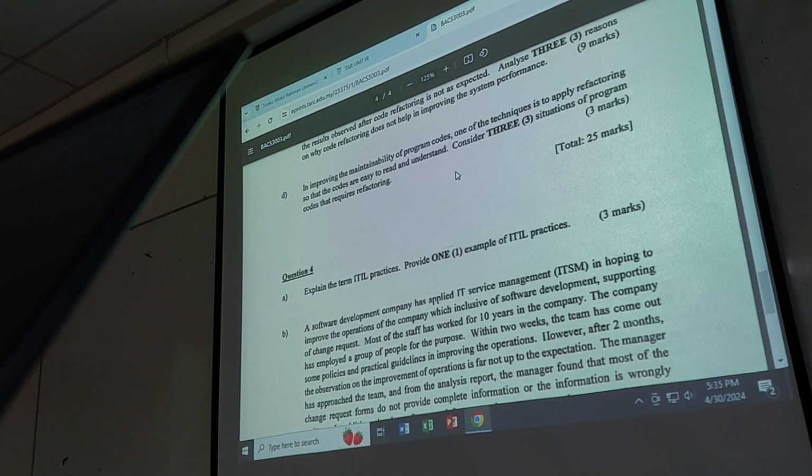Complex. Very complex one. Situation: the program is very complex, until it's difficult to understand, to comprehend. Understand? Okay. Second.